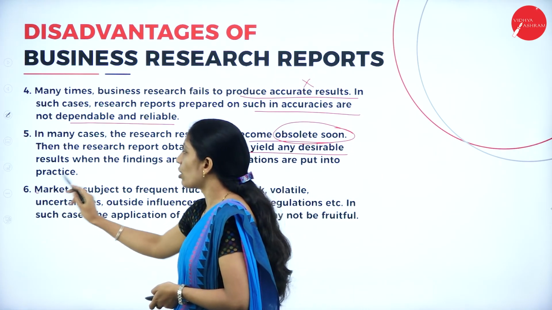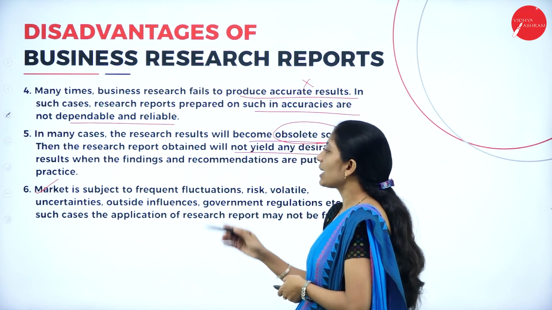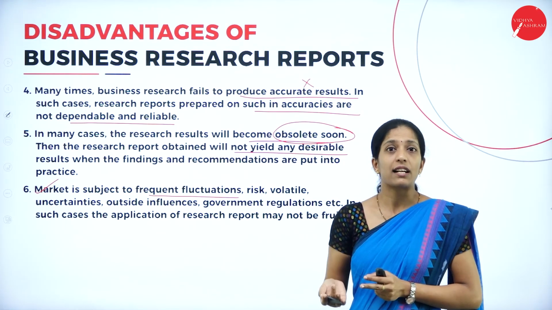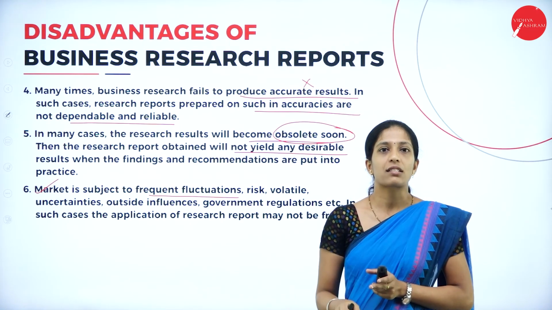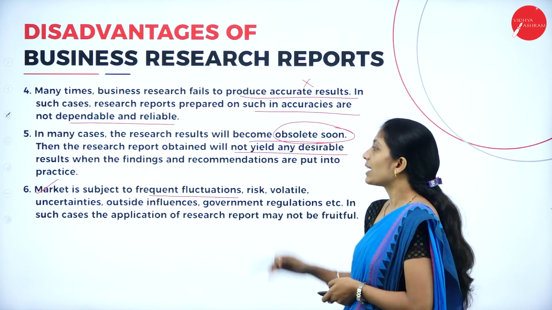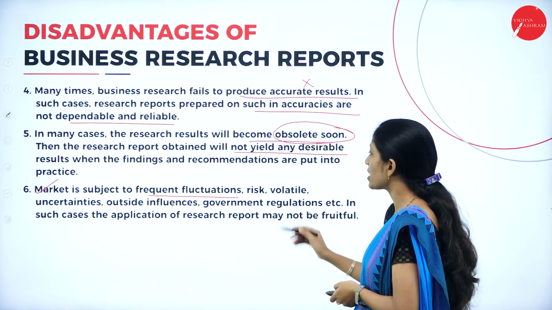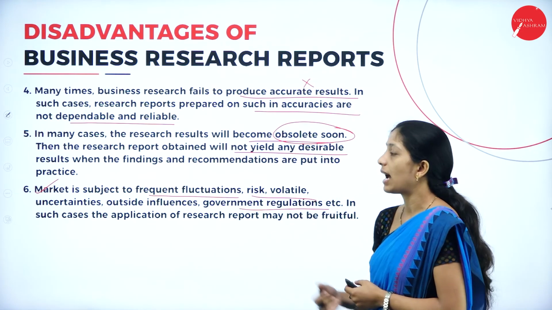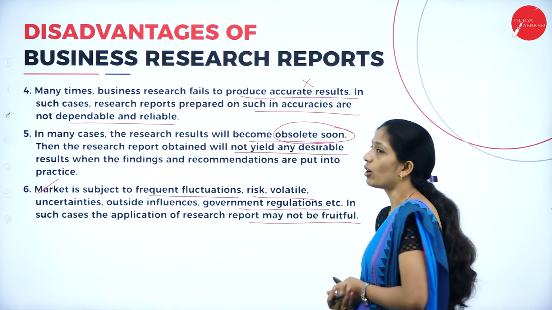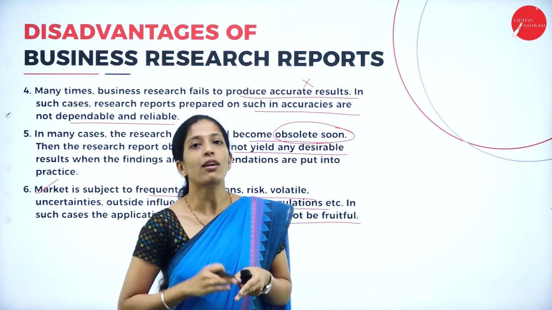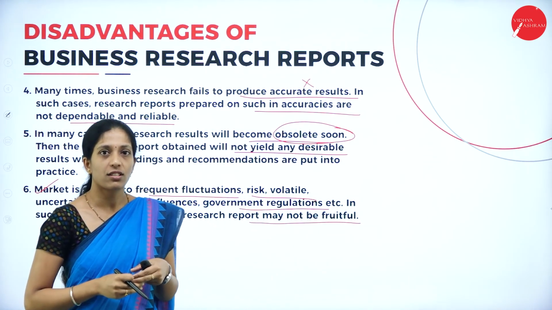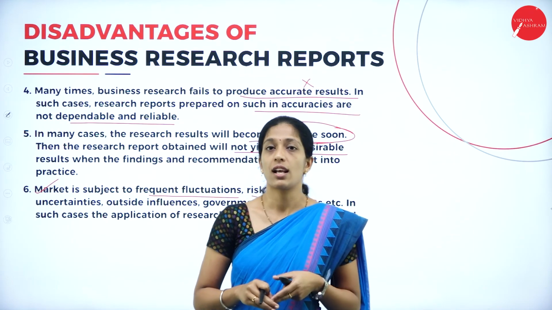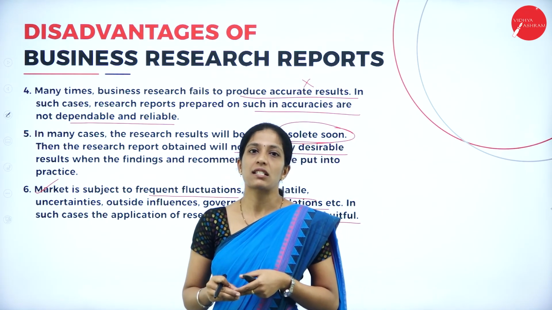And the last disadvantage of the business research report is that the market is subject to frequent fluctuations, as I have already told you in the previous point. Why does it get outdated? Because of the fluctuations. It may be external or internal fluctuations. Here also, the market is subject to frequent fluctuations, risk, volatility, uncertainties, outside influence, government regulations, etc. In such cases, the application of the research report may not be fruitful. When there are a lot of fluctuations in the market and in government regulations, the research report cannot be applied to the current situation. So these are the disadvantages of the business research report.